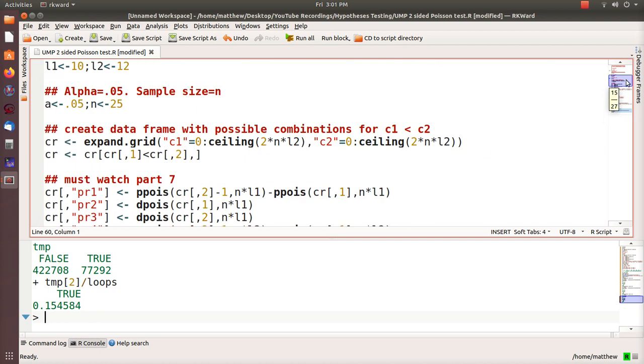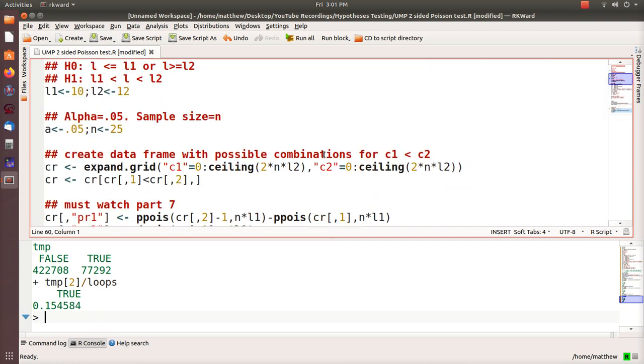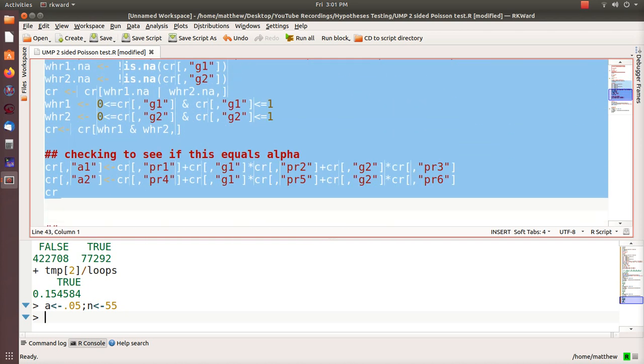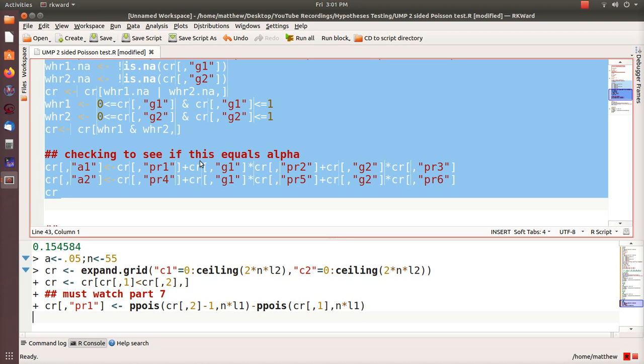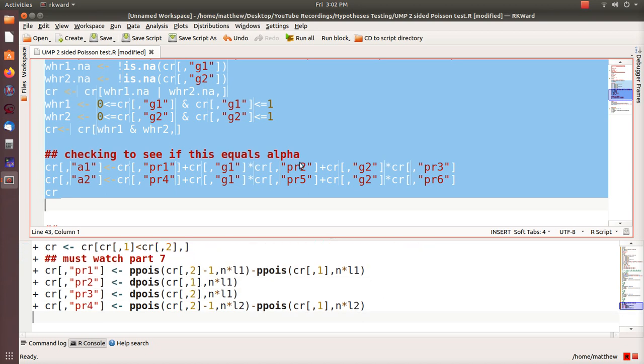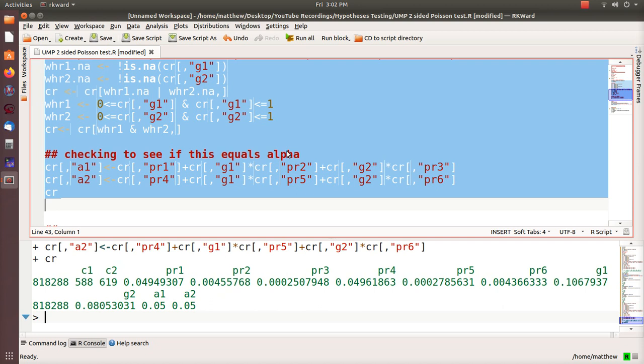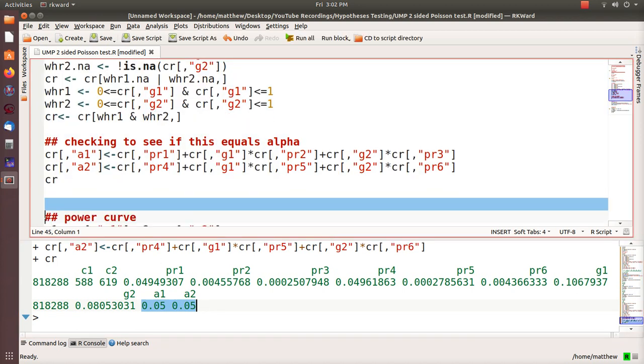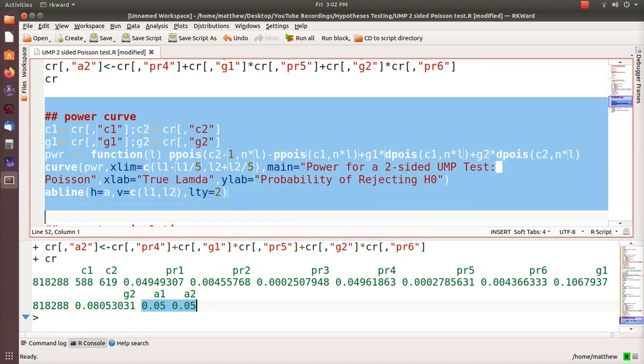So that's it. Let's change these a little bit. Let's change this to a sample size of 55, which then means we have to recalculate the C1 and C2 values. Let's do that, and it goes through all of those. You can tell my machine's pretty slow. There's only one that met the condition. C1 is 588, C2 is 619. They both meet the side conditions. And let's look at the power curve for this setting.